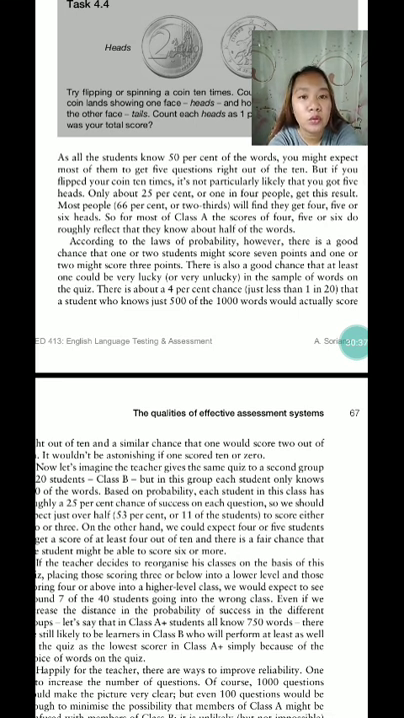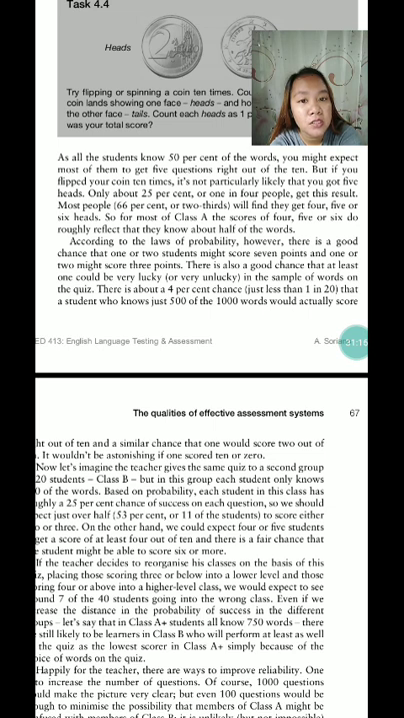As all students know 50% of the words, you might expect most of them to get 5 questions right out of the 10. But if you flip a coin 10 times, it's not particularly likely that you got 5 heads. Only about 25%, or 1 in 4 people, get this result. Most people, 66% or 2/3, will find they get 4, 5 or 6 heads.